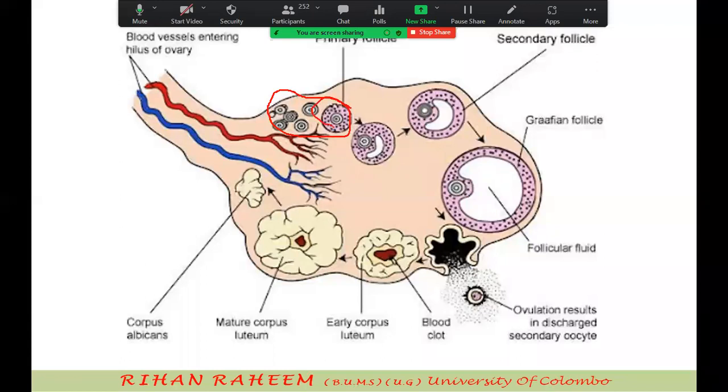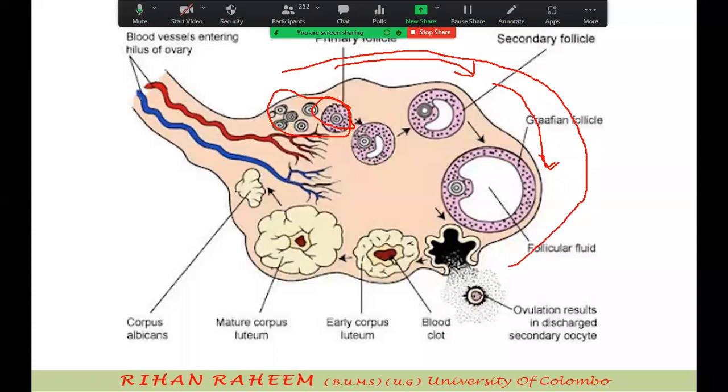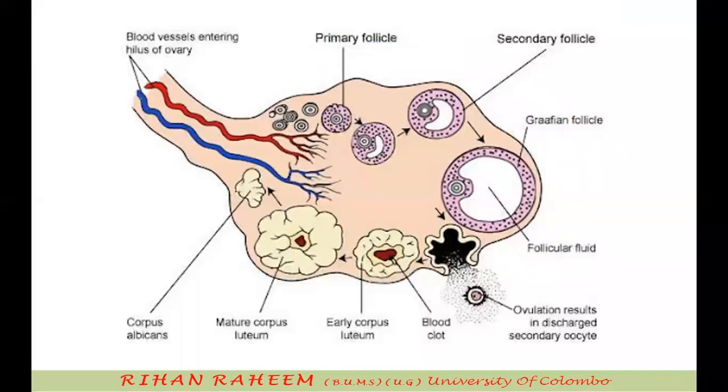Then this one is known as the primary follicle. Primary follicle will become secondary follicle, and secondary follicle will become Graafian follicle. This is what is happening in the follicular phase. How long does it take? 14 days. Until this, it is known as the follicular phase. So primary follicles become secondary follicles, and secondary follicles will become Graafian follicle. That is from the first day to the 14th day.